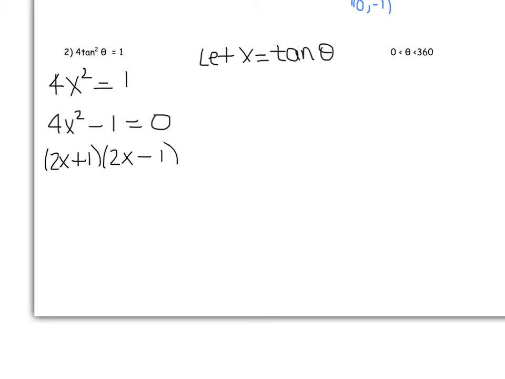2x minus 1 equals 0. Now we're ready for our t-chart. We're going to set each piece equal to 0. 2x plus 1 equals 0. 2x minus 1 equals 0.